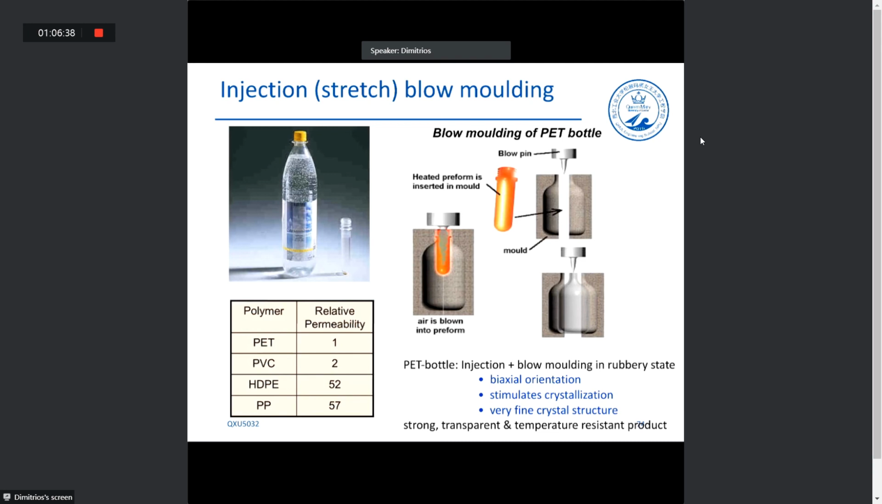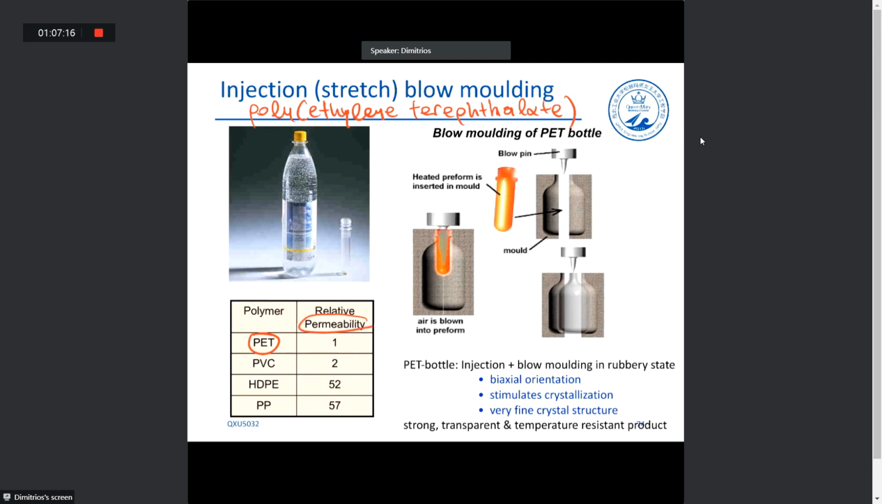its use on bottle applications because, firstly, it has very low permeability. Permeability shows us how gases can escape a polymer. So for a polymer such as PET, it is very low, and that is why we prefer it for fizzy drinks, drinks which have carbon dioxide in them, so they have CO2 in them.